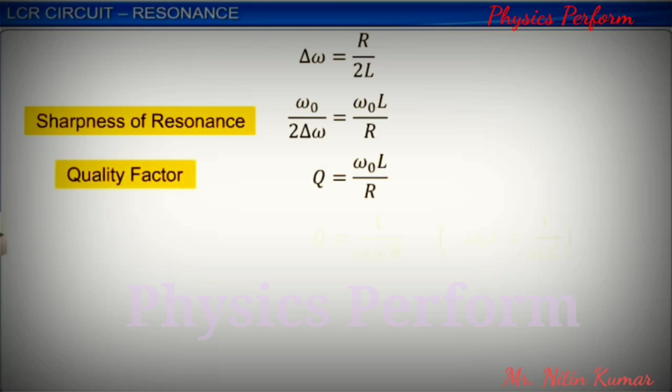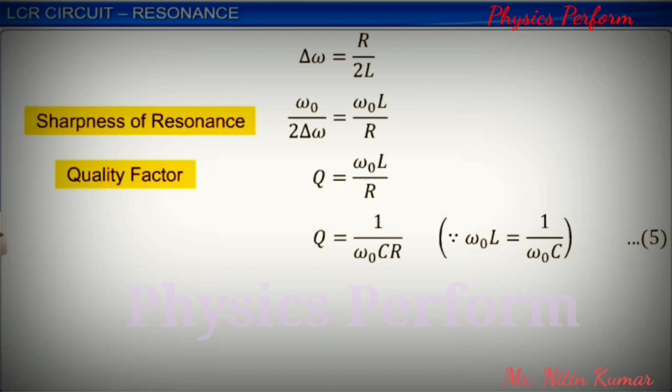Since omega naught L is equal to 1 by omega naught C for resonance, we can also write equation 4 as Q is equal to 1 by omega naught CR. Let this be equation 5.